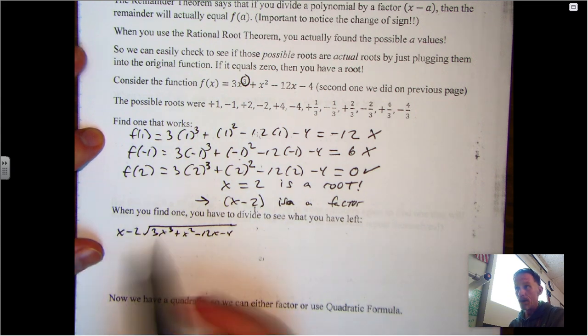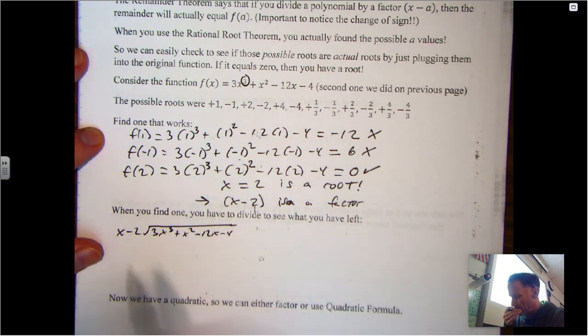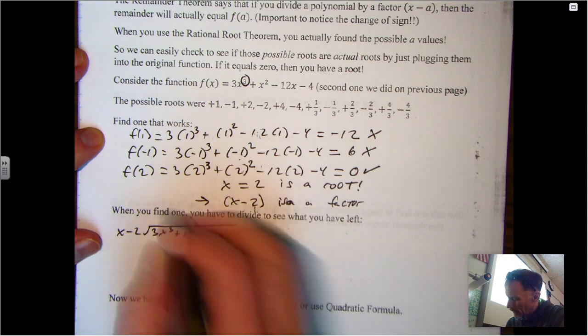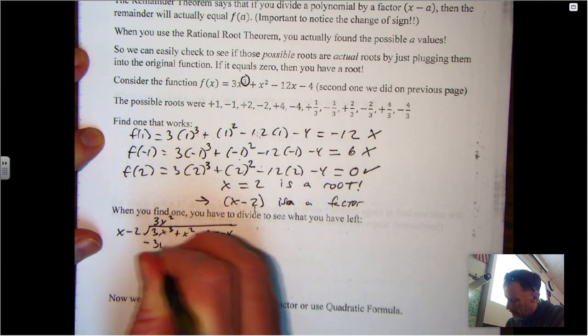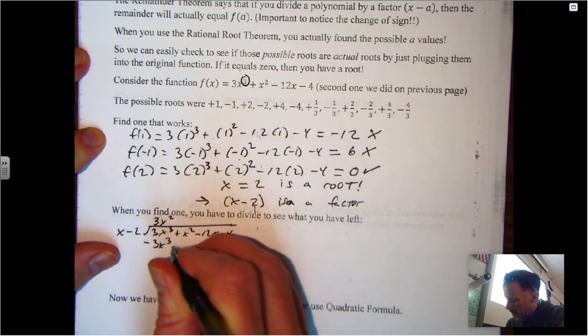Okay, and again, you should know how to do this. I'm going to zip through this pretty quickly. I will link to the division video at the end of this one. So that's going to be 3x squared. Don't forget to distribute.